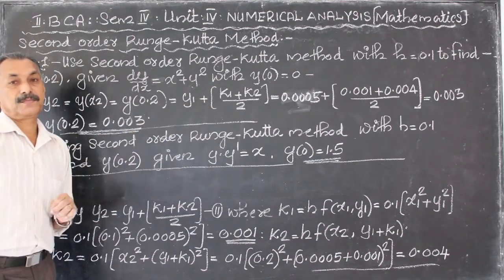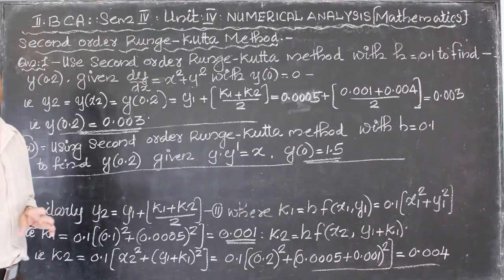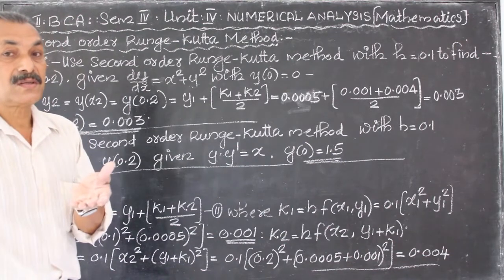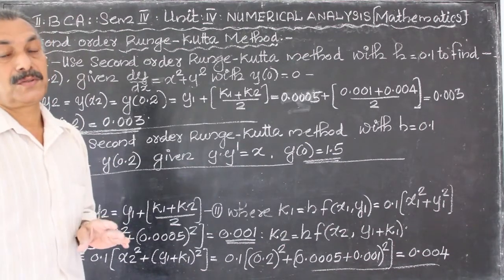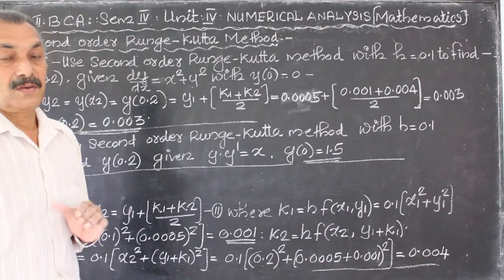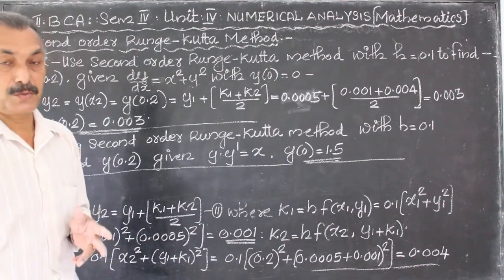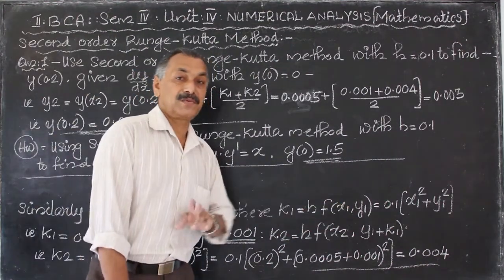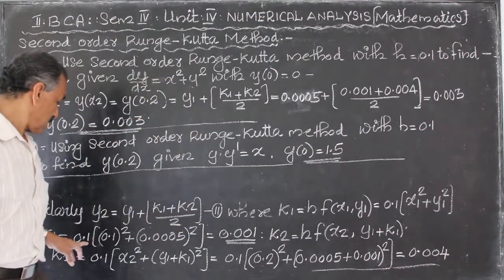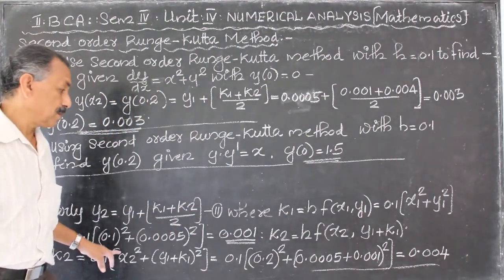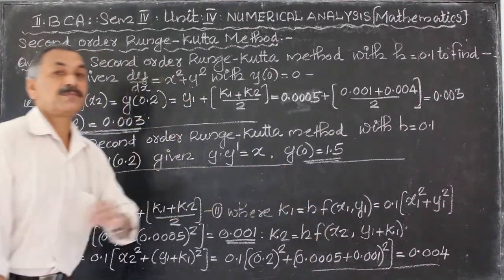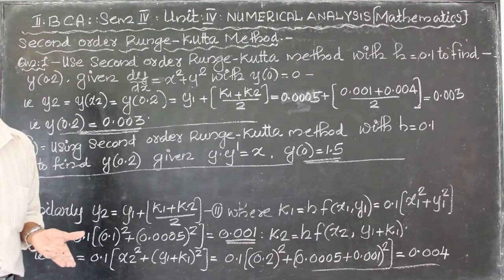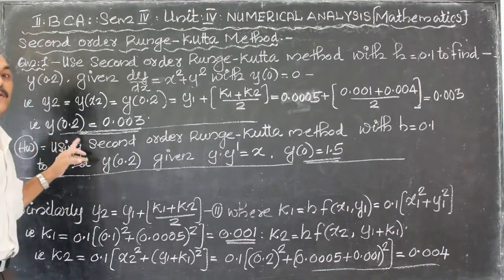That is y2. Then we can extend to the second order. First find y1. y1 is equal to y0 plus k1 plus k2 by 2, then the values of k1 and k2. For y2, we take y1 plus k1 plus k2 by 2, where k1 is equal to h into f of x1, y1, and k2 is equal to h into f of x2, y1 plus k1. Then y3, y4, y5 will follow. Next, you will have another homework to complete.